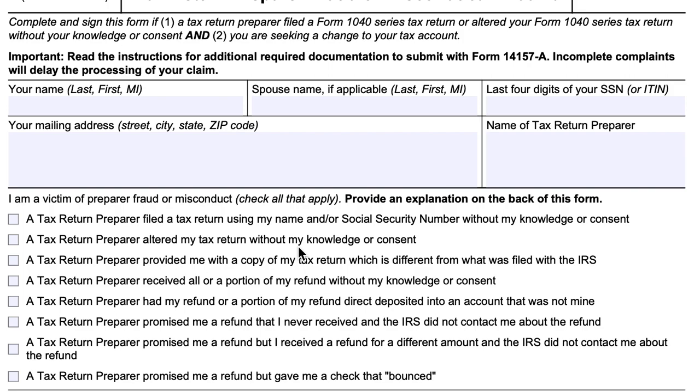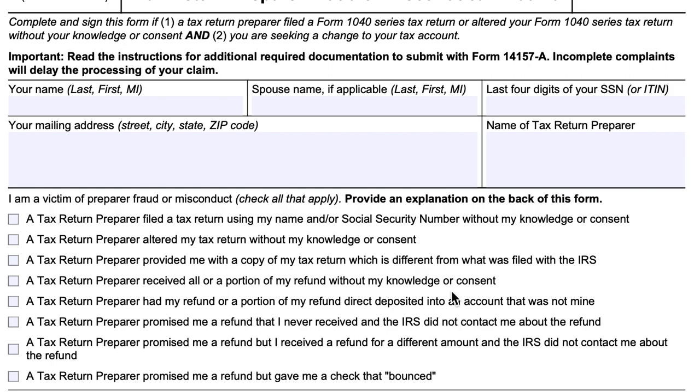Filing a return without using your name and social security without your consent, altering your tax return without your knowledge or consent, providing a copy of your tax return that is different from what was filed with the Internal Revenue Service, the preparer receiving your refund. A side note, your tax return preparer should never, ever receive any amount of your tax refund. If you're paying your tax return preparer, they should charge you a straight fee that you know upfront, and you pay them separately without your refund being attached to that payment.